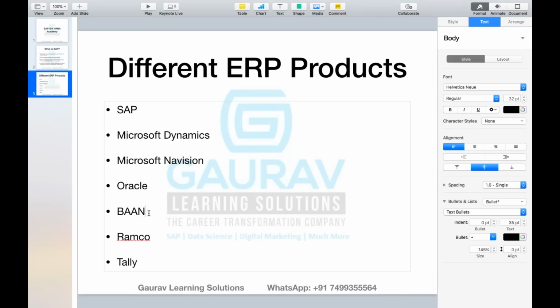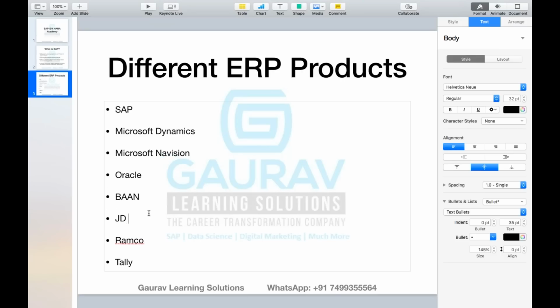Otherwise, even BAN was very popular previously. If you go 25-30 years back, BAN was more powerful than SAP. SAP came later. BAN and JD Edwards were some of the ERP products available during those days.